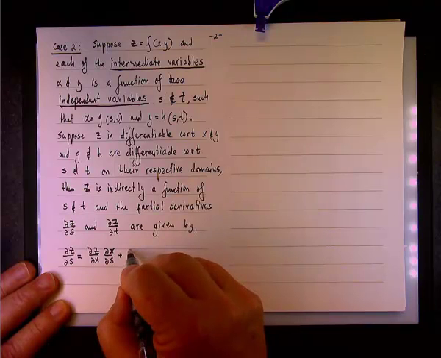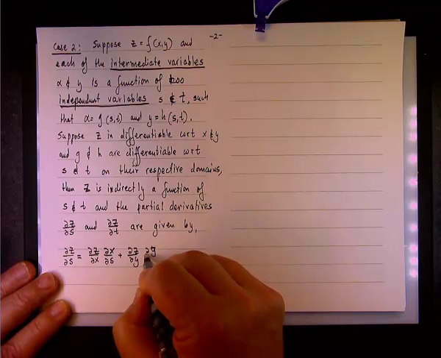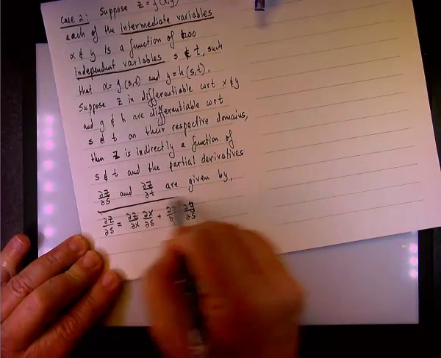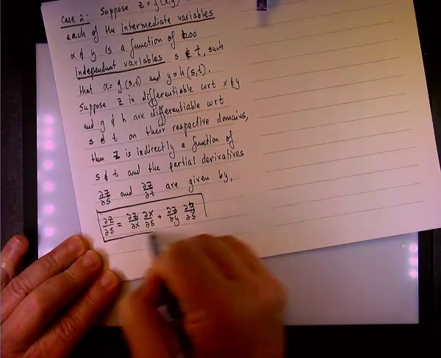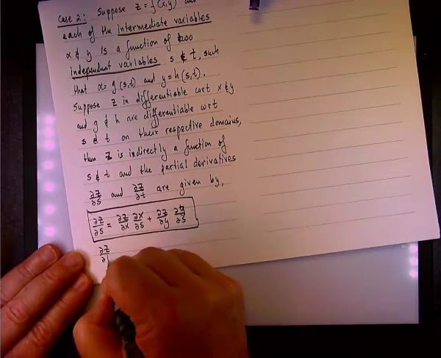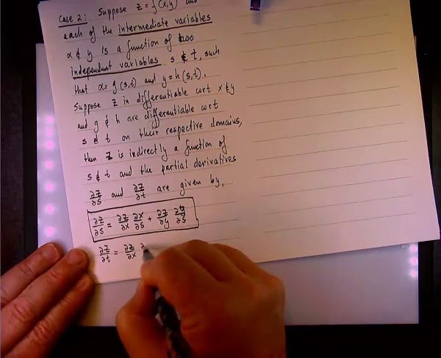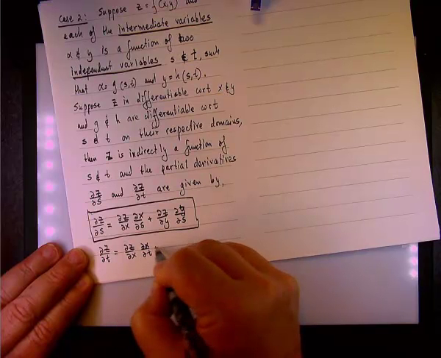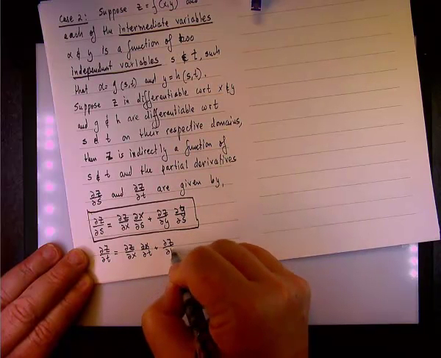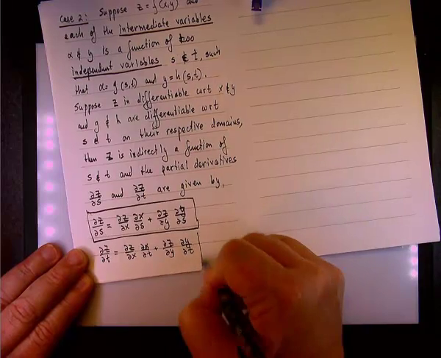Okay? And then we'll have del z del y times del y del s. And this will give you the partial derivative with respect to s. And likewise, we can write underneath the same thing with respect to t. So it will be del z del x del x del t plus del z del y del y del t.